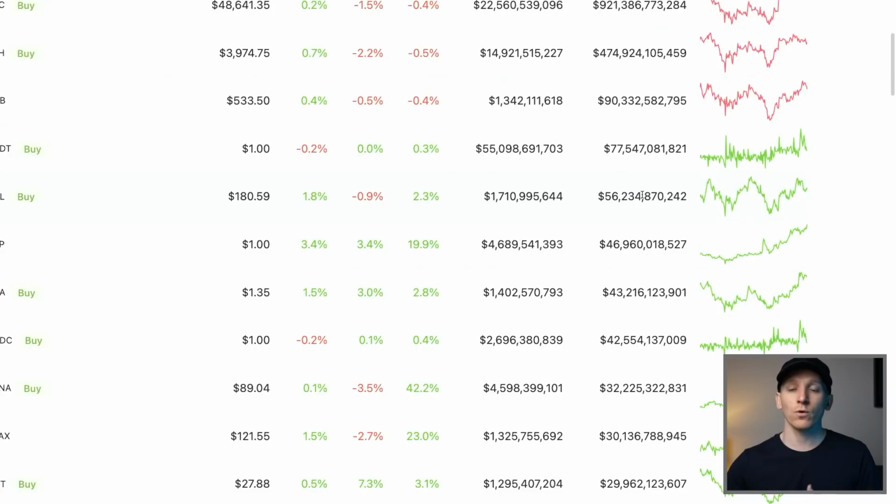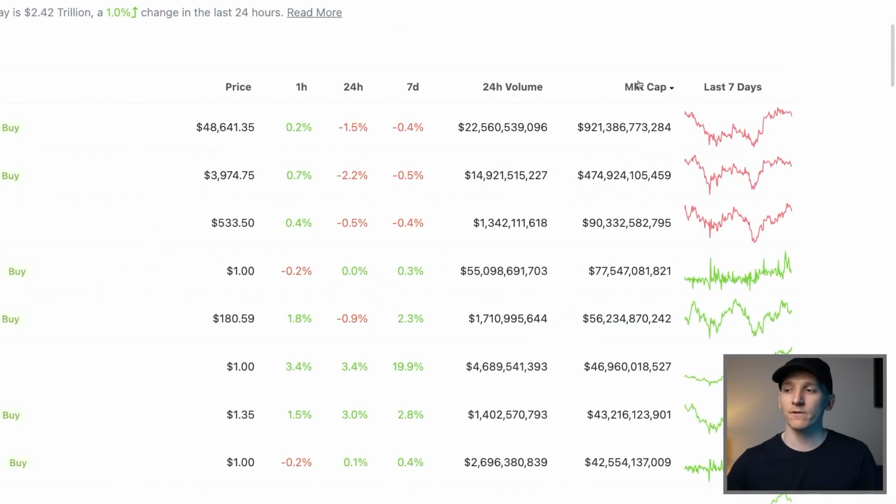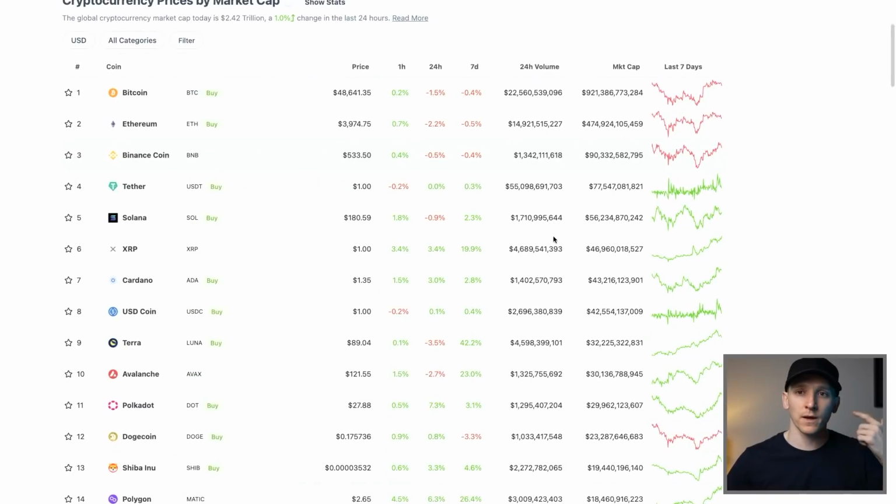And then we can see what's really important is market caps, the total value of each project. Really important to see, and it gives me an idea of where the project is now compared to others. So that's really important to have.